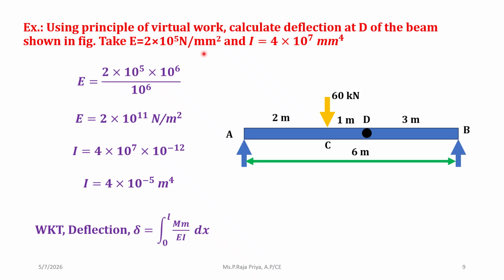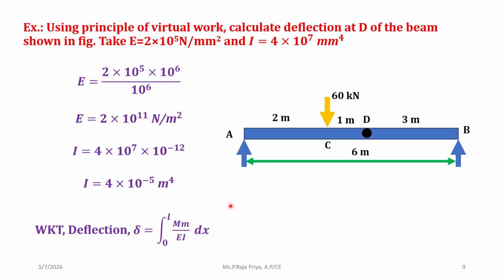to the power of 5 Newton per mm square. Moment of inertia is given as 4 into 10 to the power of 7 mm power 4. Here we convert the units, all the units should be the same. Since all the distances are given in meters, we are converting to meters. So E will be 2 into 10 to the power of 11 Newton per meter square, and I is 4 into 10 to the power of minus 5 meter power 4.